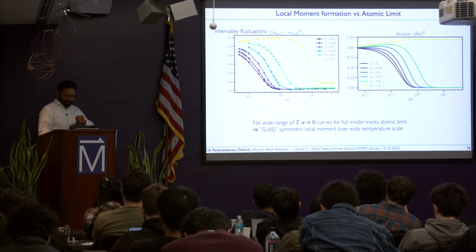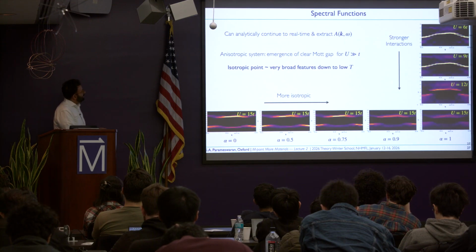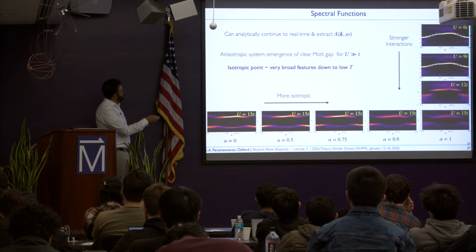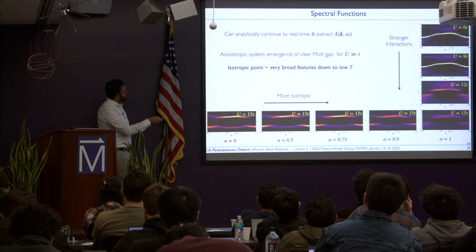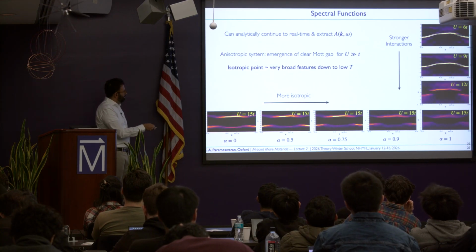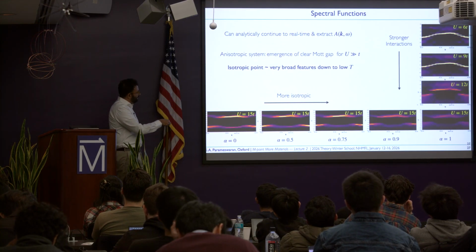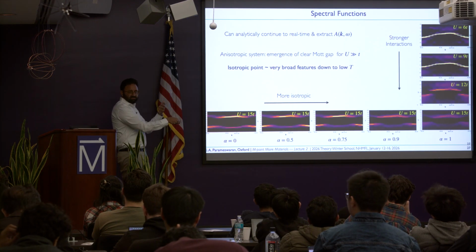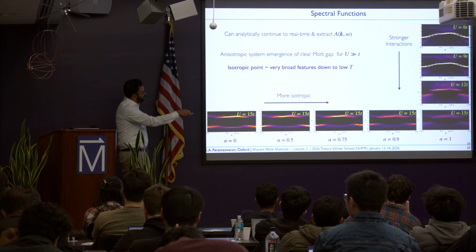And the very last thing I'll show, a bit over time, is that if you analytically continue, you can ask whether there is something special in this problem. I can analytically continue to real time and extract A of k, omega. I'm showing two axes: I'm becoming more isotropic, this SU6 versus SU2 cross SU2 cross SU2 problem, versus more interactions.